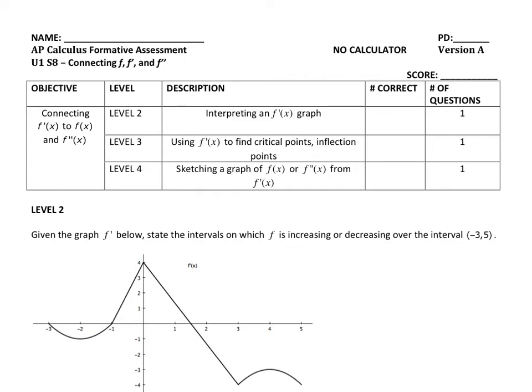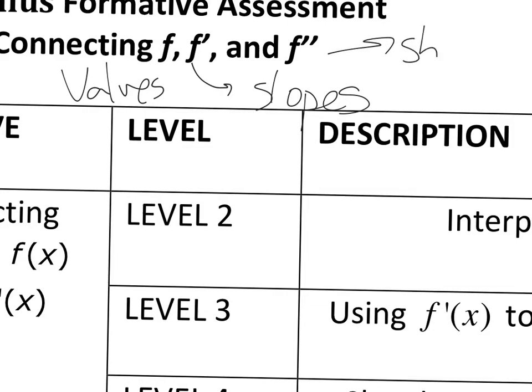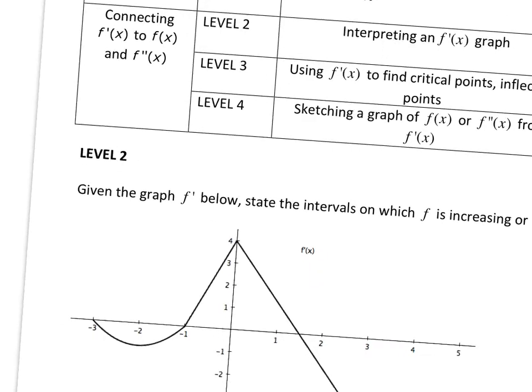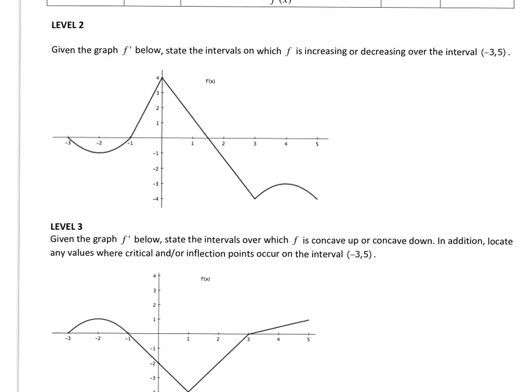And we can always think about it this way, that the function f gives us values and f prime gives us slopes. And then we'll learn that f double prime will give us shapes. So in the level 2, it asks us to take an f prime graph and state where the original function is increasing or decreasing. So increasing or decreasing are questions again about the slope.